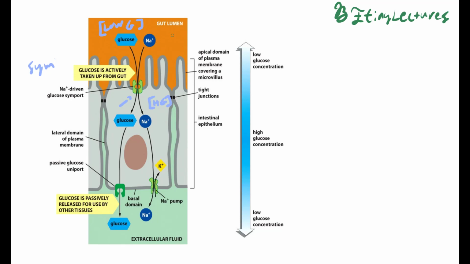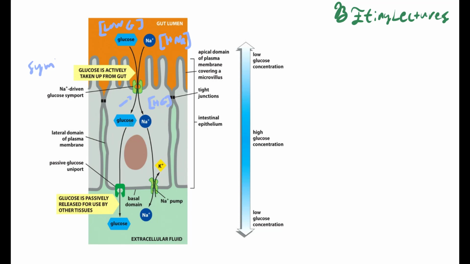Because remember that over here we have a high concentration of sodium. So since we have a high concentration of sodium, it wants to go from a high to a low. Now glucose is inside the cell and is being metabolized, right? So it's being oxidized and it undergoes reactions.